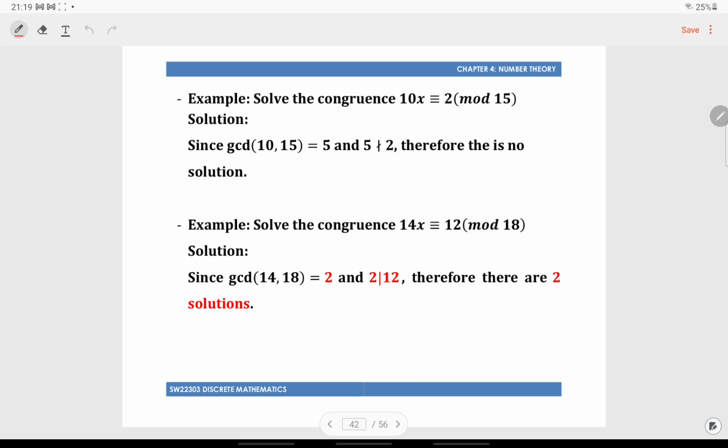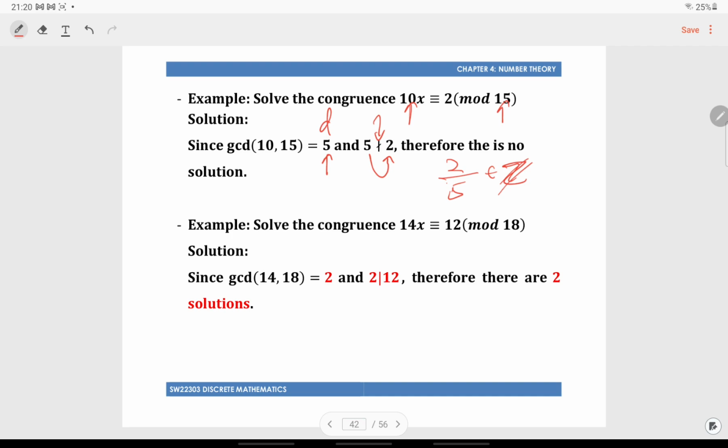Example: solve the congruence 10x congruent to 2 mod 15. So our aim is to find x. First of all, we need to check the GCD of A and N. The GCD equal to 5. This is our D, but D doesn't divide B, because 2 divided by 5 gives a non-integer value. That is why we need to use this notation and conclude that there is no solution.